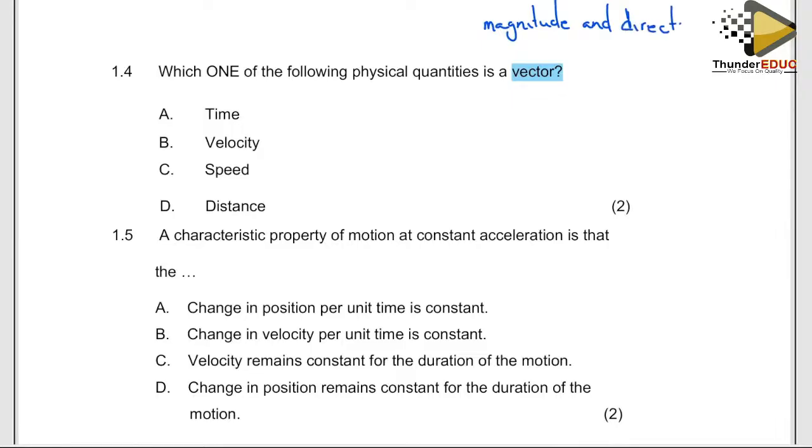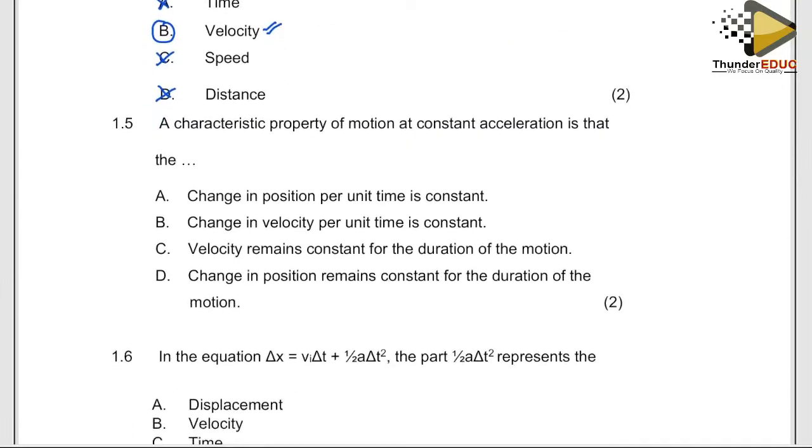Like that. So that's what we are looking for. Then according to this, we know time is going to be a scalar quantity because it has got only magnitude. Then velocity is going to be a vector quantity because it has got both magnitude and direction, while speed is going to be a scalar. It has got magnitude only, and distance also has got magnitude only. So the only correct answer there is B, which refers to velocity.